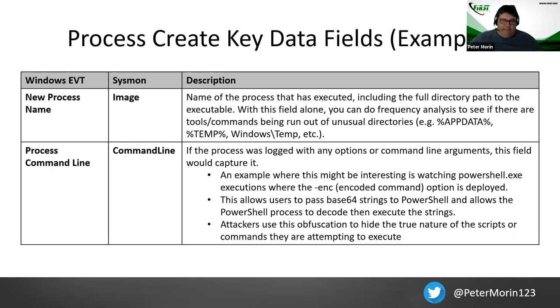It allows users to pass base64 strings to PowerShell and allows the PowerShell process to decode and execute the string. So we know that attackers tend to obfuscate what they're trying to do with PowerShell. So again, it might be an indication that PowerShell is being used by a non-legitimate user. So when you're looking for that in an EVT log, you're looking for that process command line field. Whereas with Sysmon, you're looking for the command line field.